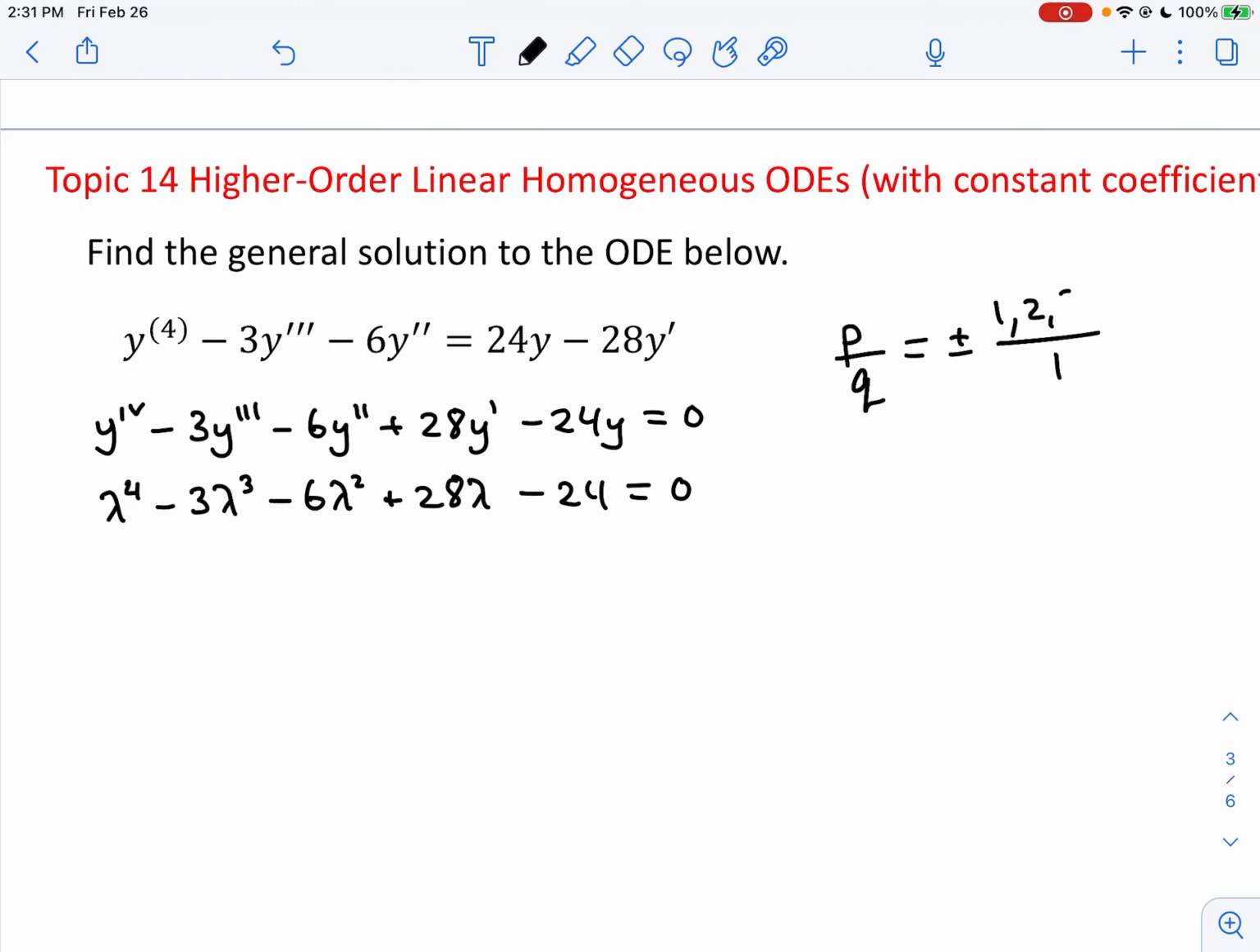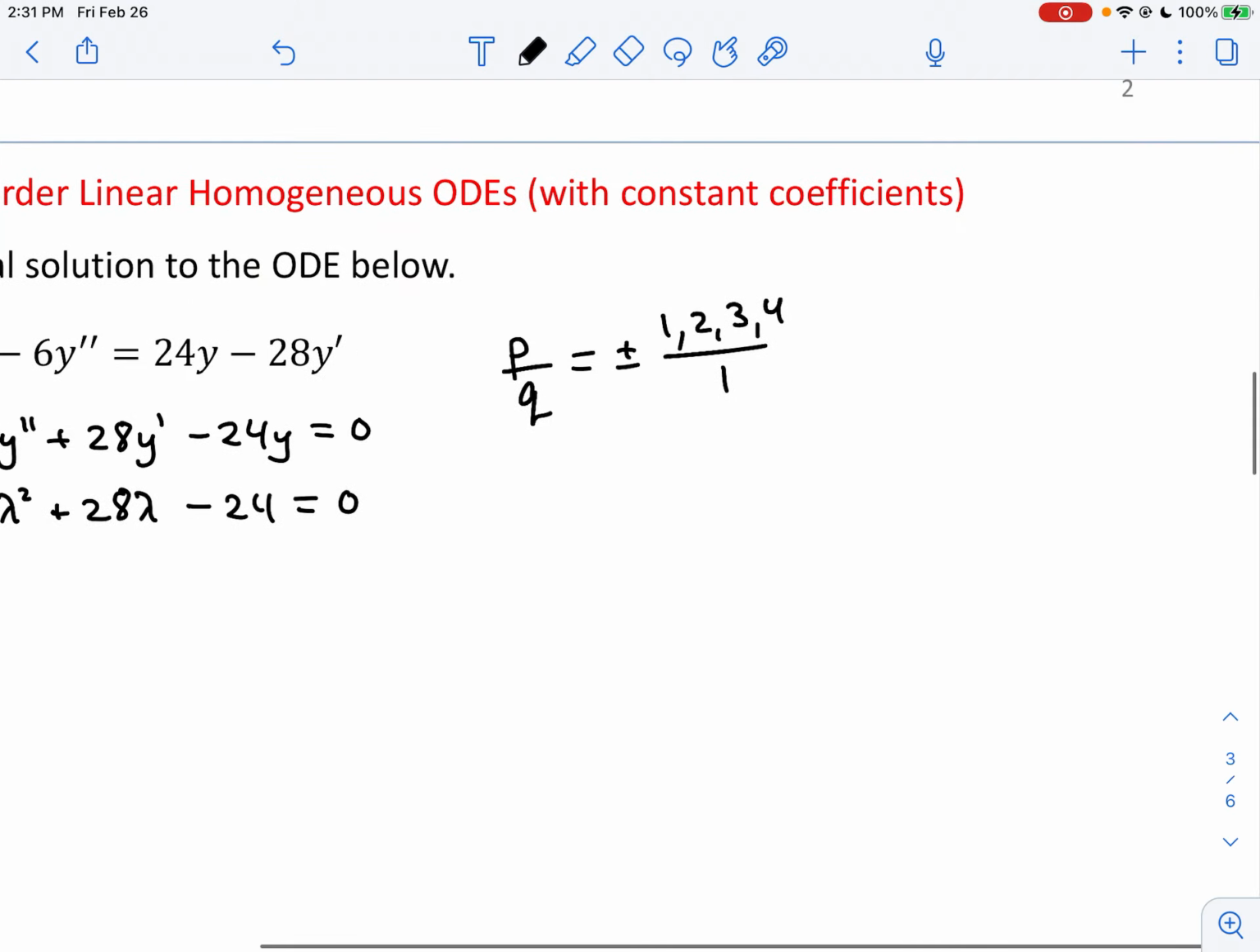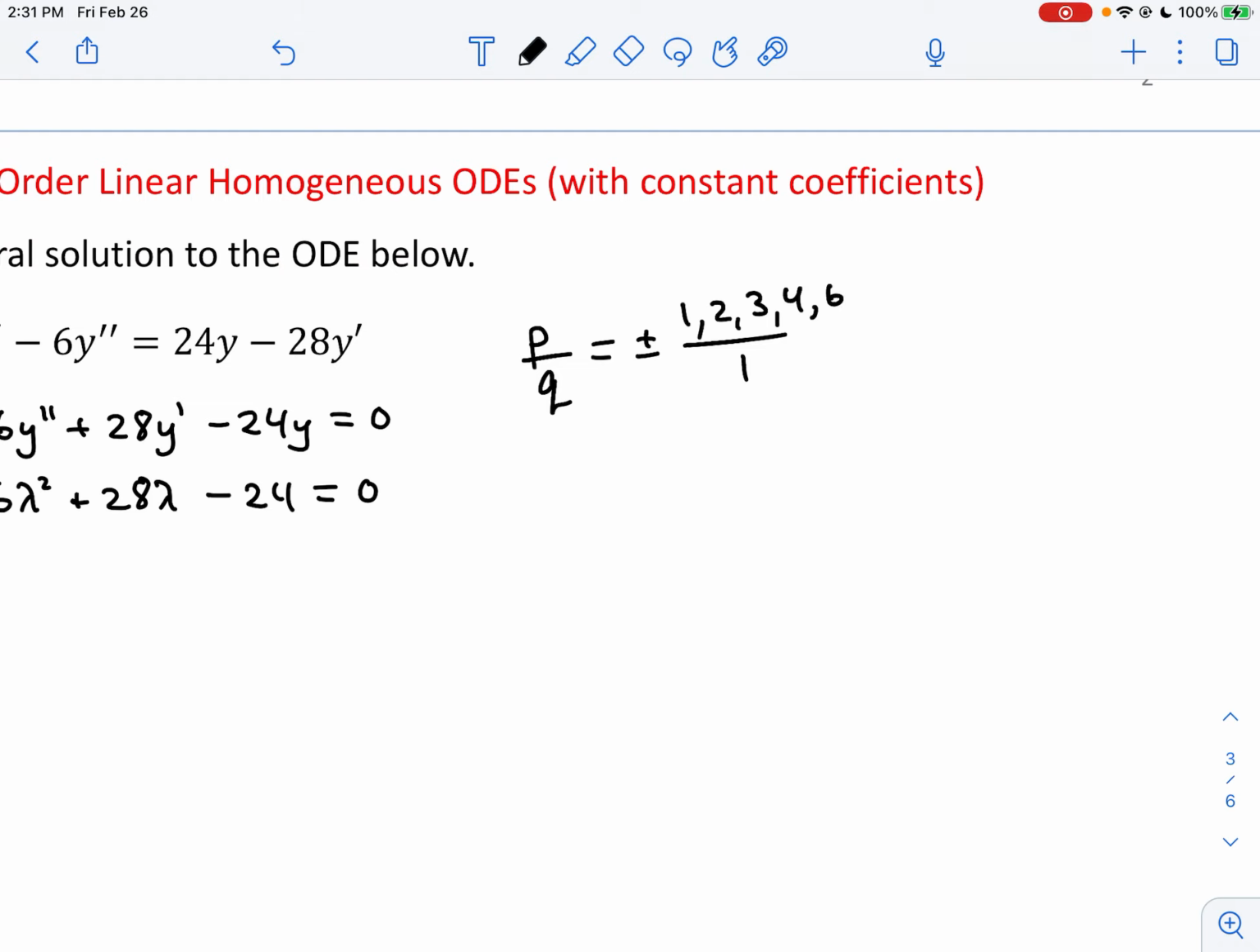We have 1, we have 2, 3, 4. Eventually symmetry will take over, so 4 times 6, 3 times 8, 2 times 12, and then 1 times 24.